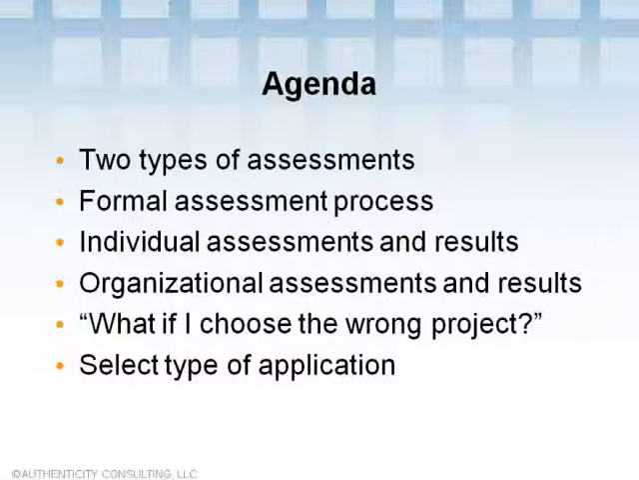So in this presentation, we'll review the two broad types of assessments and which type you should use. Then we'll cover the stages in doing a typical assessment. We'll discuss assessments to identify projects for individuals in action learning, along with the typical types of results that individuals use projects to achieve. We'll also discuss assessments to identify projects for organizations, and the typical types of results that organizations use projects to achieve. People often wonder, what if I choose the wrong project? We'll discuss that question as well. It's also very useful to know the type of application that your project is, because then you can start referencing literature about that particular application to get even more advice.